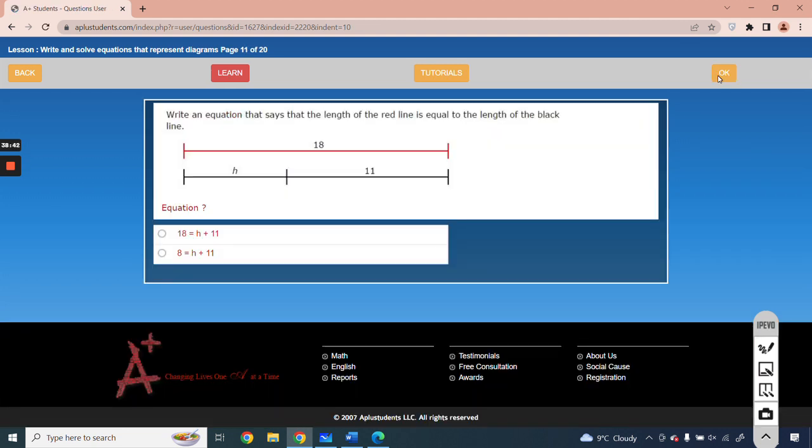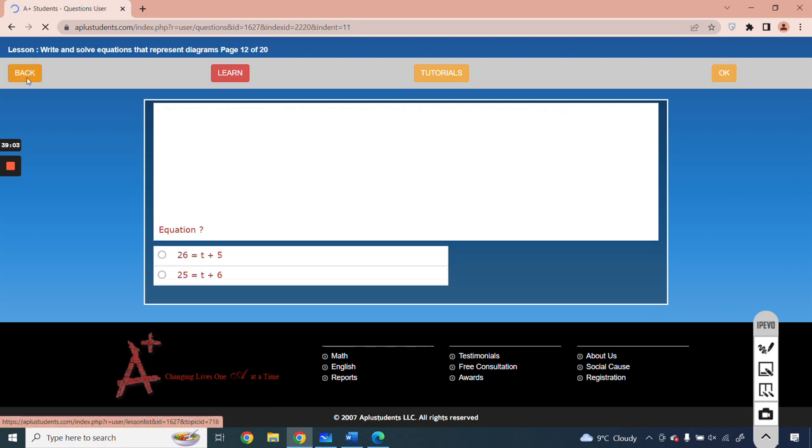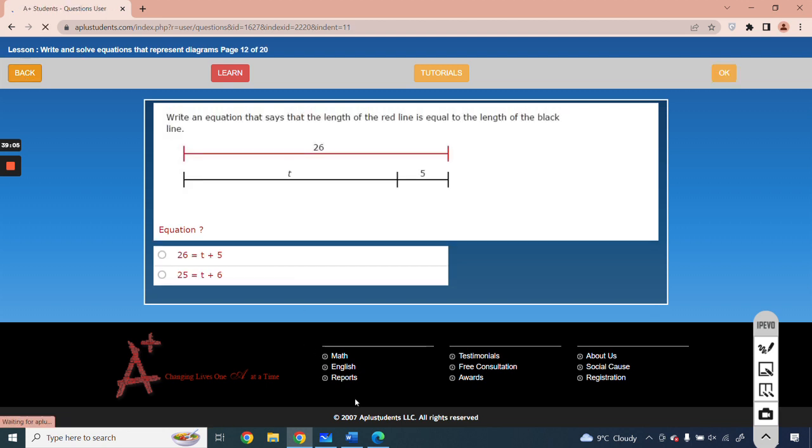Okay, write an equation that says the length of the red line is equal to the length of the black line. So which option is the correct one? Very good, that would be 18 equals h plus 11. Okay, you can complete the test by yourself later today. So if you need more help with the lesson, you can contact any tutor on the Skype. They are available from Monday to Friday, 5 to 9.